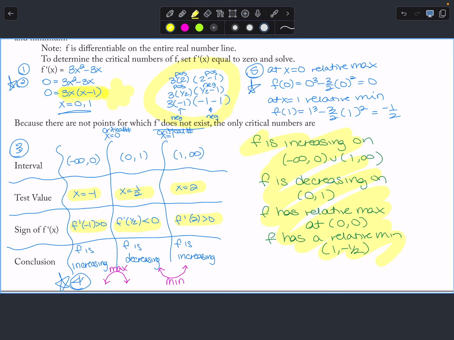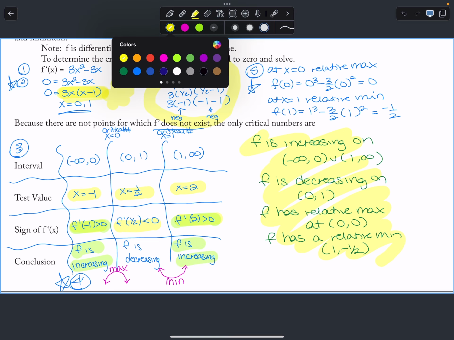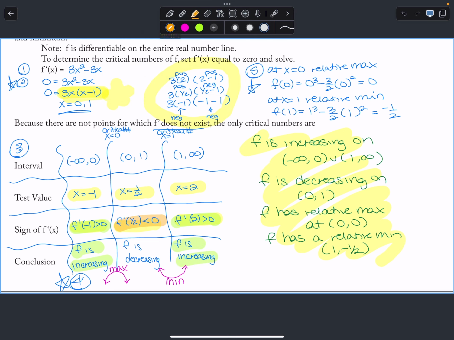Once I do that, anytime I am bigger than 0, I am increasing. And anytime I am less than 0, I am decreasing. A maximum happens when I go from increasing to decreasing. A minimum happens when I go from decreasing to increasing. Relative mins and relative maxes must be coordinate points, which is why we found the y values. Questions?